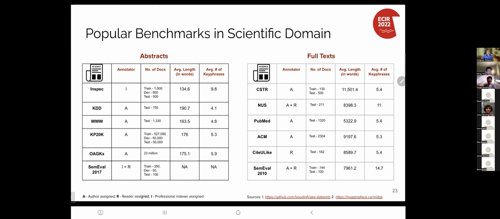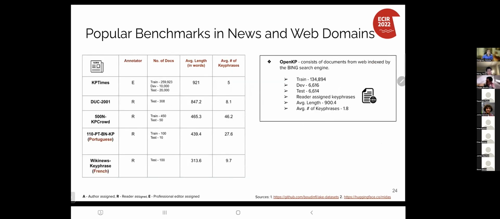These are the datasets available for the news domain and the web domain. KP Times is the only large dataset in the news domain. OpenKP is a very interesting dataset which was released by Microsoft. This is the only dataset that allows you to try out key phrase extraction in the wild, as it is open domain and consists of text collected from different web pages, which are indexed by the Bing search engine. It also has visual features, which makes it a multimodal dataset.